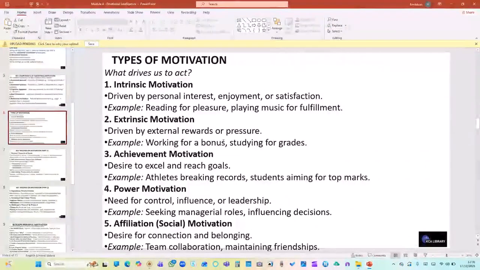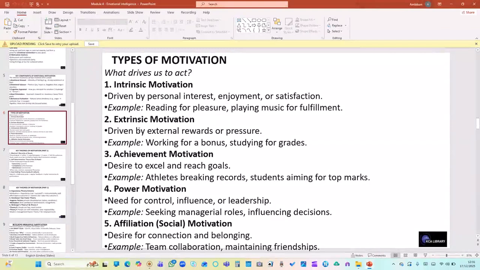Now let us look at types of motivation, what drives us into action. Number one is intrinsic motivation. These are internal forces that compel an individual's emotion, driven by internal personal interest, enjoyment, or satisfaction. Example: reading for pleasure, playing music for fulfillment. So for example, someone who reads books because he likes reading is intrinsically motivated. These are some of the internal forces that motivate the person to read. Another example is playing music to have fun or fulfillment.